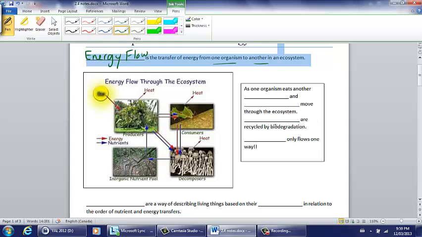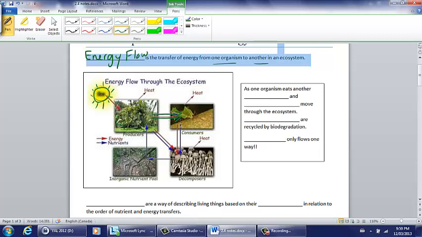So here we have an ecosystem. We have the initial source of energy, which is always the sun. Sunlight can be harnessed by plants, by producers, who can use the process of photosynthesis to turn the sun energy into chemical energy, a form of energy that they can store and that they can use. Energy flows from producers to consumers.